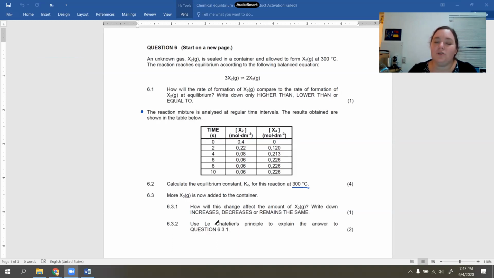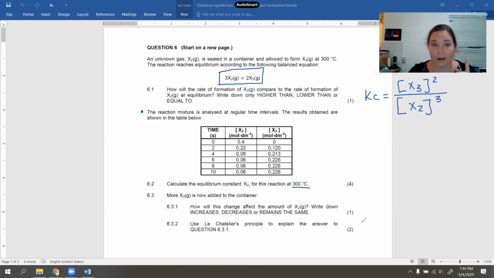The first thing that you need to do is figure out what concentrations you're going to use at equilibrium. Now, for those of you who are confused and don't know where to start, work out Kc. Here's an equation. Let's jump straight in and say, well, Kc will equal the concentration of X3 to the power of 2 over the concentration of X2 to the power of 3. Yay, 1 mark, done.